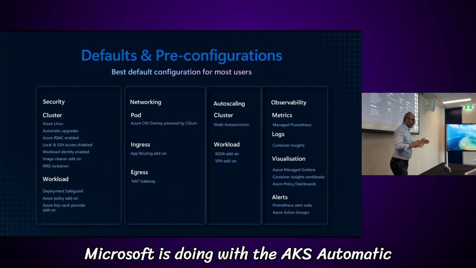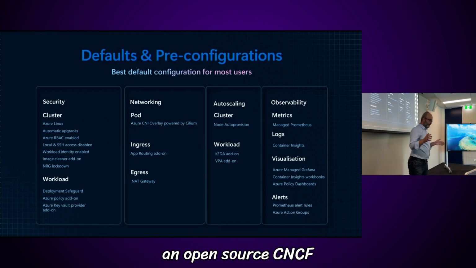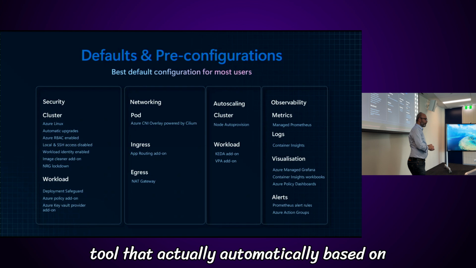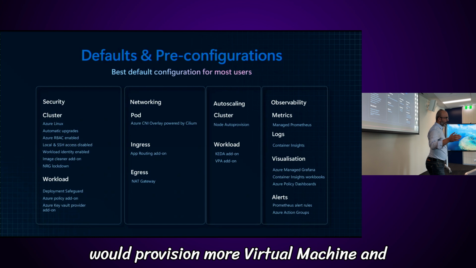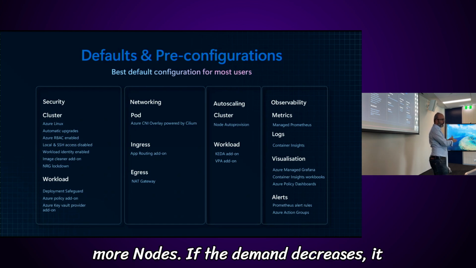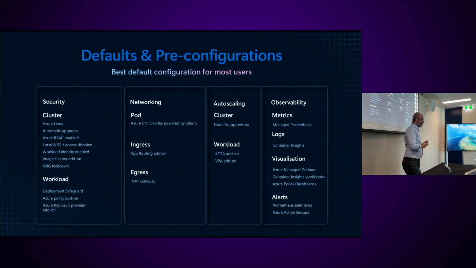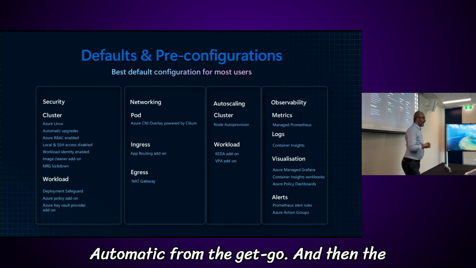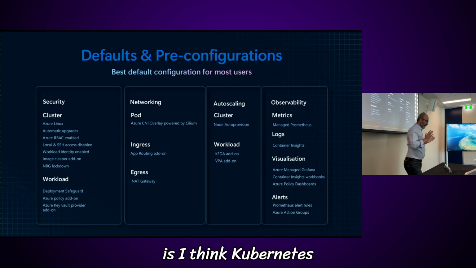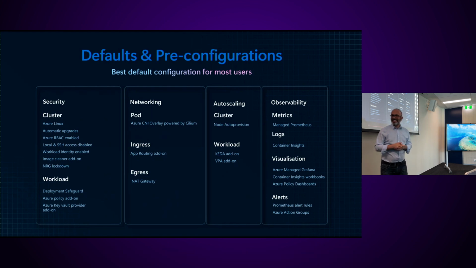So what Microsoft is doing with the AKS Automatic is using something called Karpenter. It's an open source CNCF tool that automatically, based on the demand, provisions more virtual machines, more nodes, if the demand increases. If the demand decreases, it will start to deprovision those nodes. And that comes configured with AKS Automatic from the get-go. And then the other thing is called KEDA, which is, I think, Kubernetes Event-driven Autoscaler. Yeah, event-driven autoscaler, exactly.